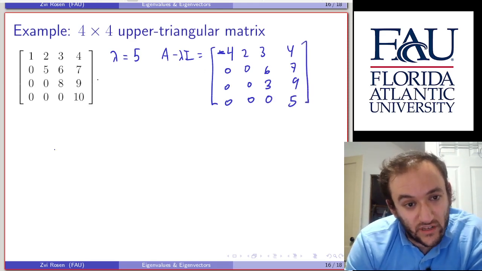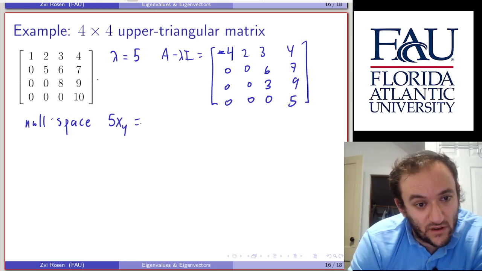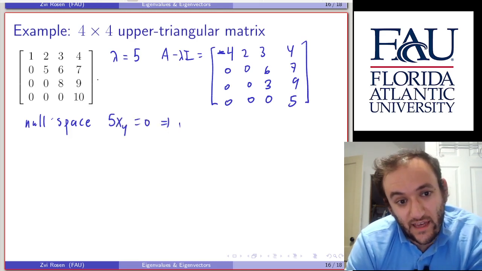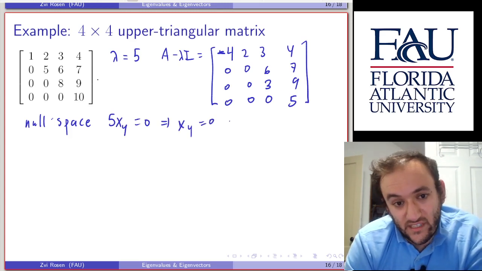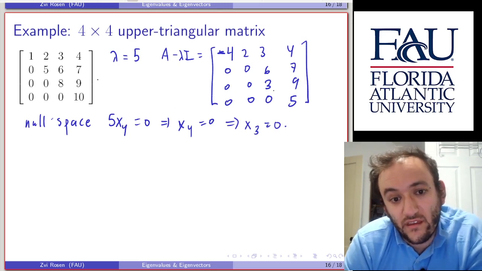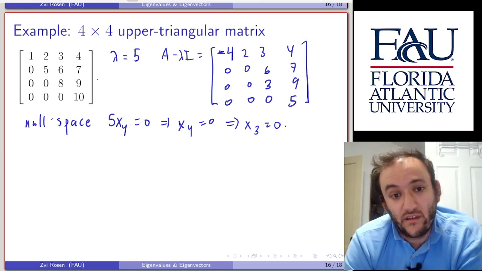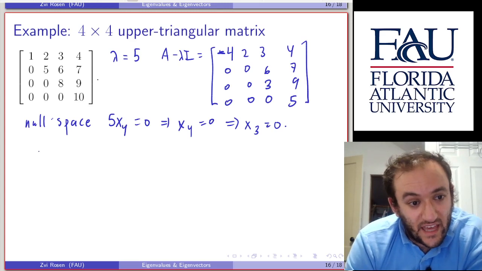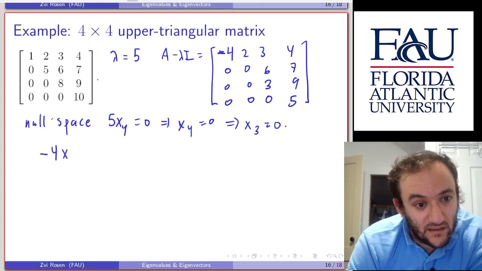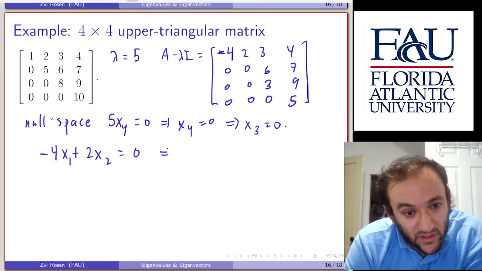Okay, so again, we're looking for the null space. In the null space, reading off the last line, we get 5x4 equals 0, which means that x4 equals 0. But in the previous equation, that means that x3 equals 0. Because x3 and x4 are both 0, the second and third equations don't give us anything. We're left with minus 4x1 plus 2x2 equals 0, since we can ignore the x3 and x4 parts.